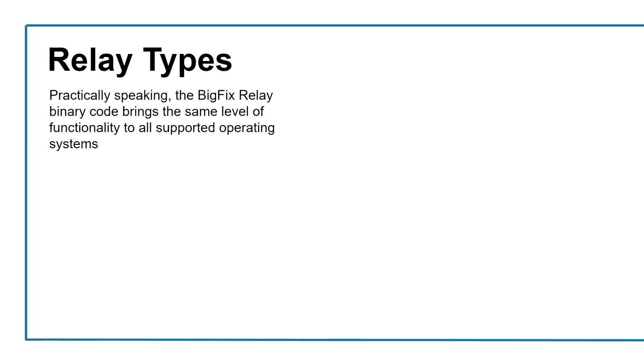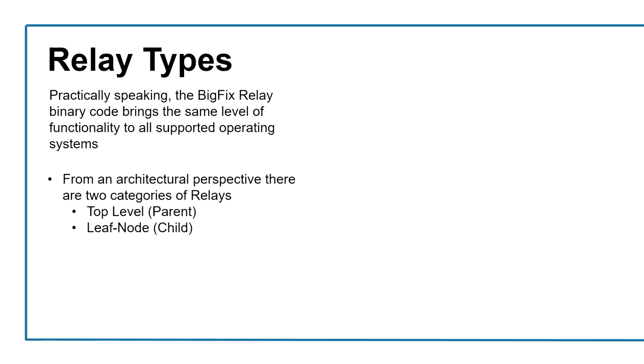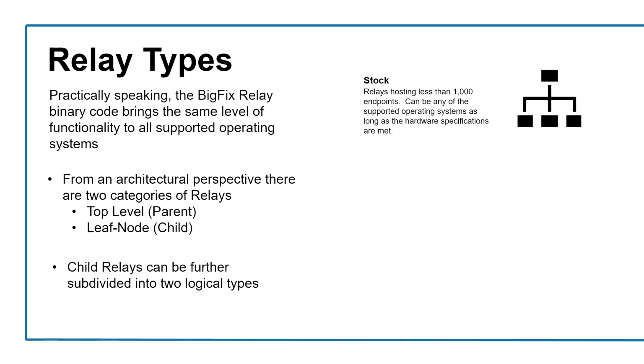From a practical perspective, all relays have the same functionality, whether installed on a server, desktop, on Windows, Linux, or even Raspberry Pi OS. From an architectural view, however, relays can have differences. There are two designations of relays that you can have in an environment. A top-level relay, sometimes referred to as a parent relay, and a leaf node or child relay. Child relays can be further subdivided into two logical types.